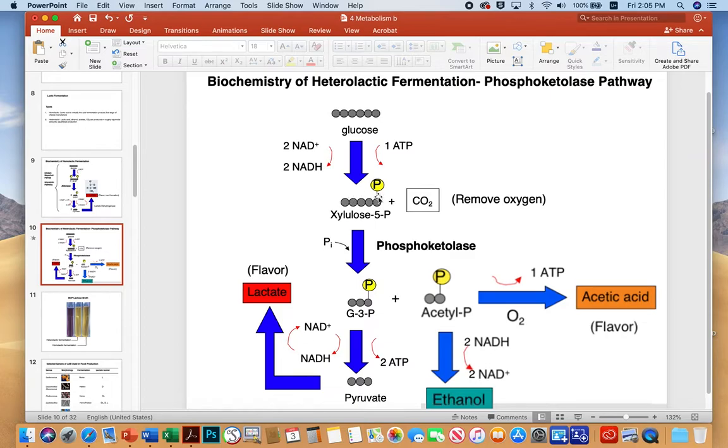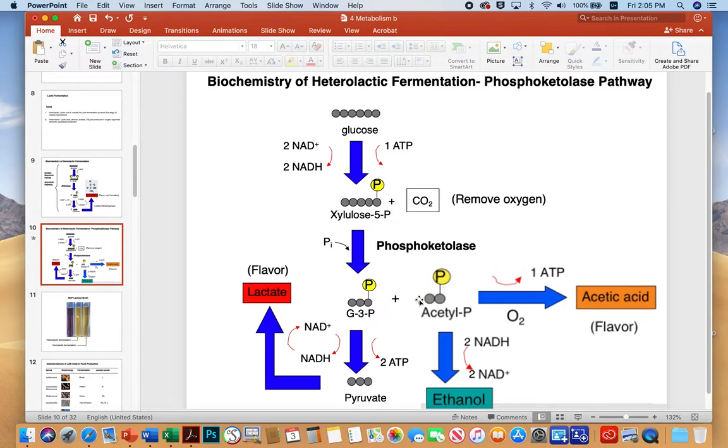So the 5-carbon phosphate is cleaved by the phosphoketolase, after it's phosphorylated. You end up with G3P and acetyl phosphate. This is basically just like homolactic fermentation, as I showed you before. The G3P can be used to generate more energy, and the resulting pyruvate can pick up electrons from NADH so that we can regenerate NAD+.